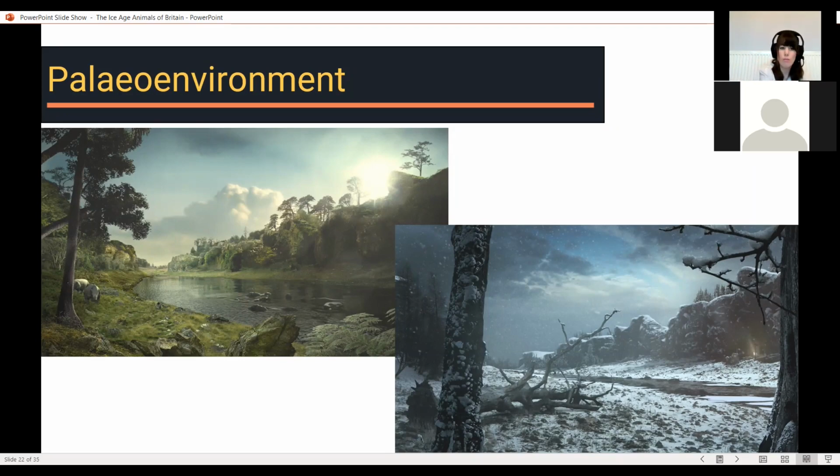We can also understand temperatures as well. So if we find, for example, a lemming or a steppe pika in a deposit, that helps us to understand that it was cold at the time that those species were living in that area. Also, some species can help us to understand a quantifiable temperature as well. So two really good animals for this are beetles and ostracods. So there's the mutual climatic range method using beetles and the mutual ostracod temperature range method using ostracods.